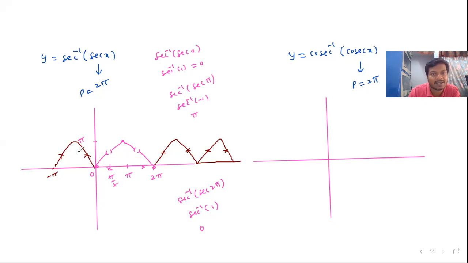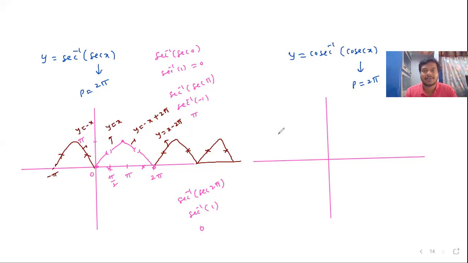This is minus pi. This is the graph of sec inverse of secant x, and we can say that this is y equal to x on the defined interval. This is y equal to x minus 2 pi. This is y equal to minus x plus 2 pi. Why? Because by substituting 2 pi it becomes 0. And this one is y equal to minus x.